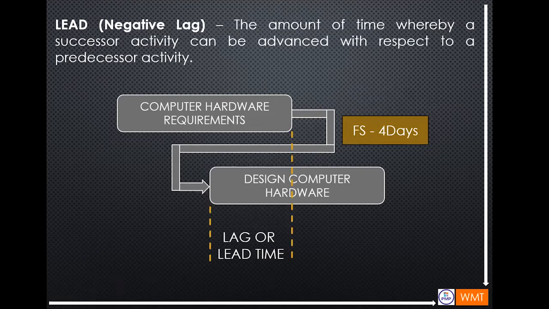So we go to the lead or negative lag, the amount of time whereby a successor activity can be advanced with respect to a predecessor activity. Normally this type of activity relationship is very common to paperwork activities. This type of work schedule can advance the start of the successor activity and can help reduce the total duration of the schedule. But this is only possible if you have enough resources to do this job, because there's an overlapping.